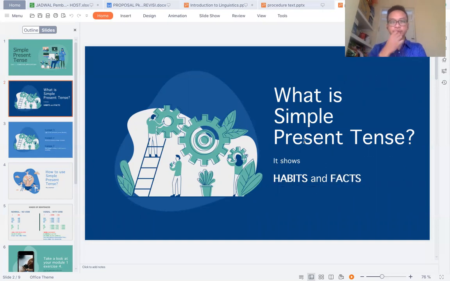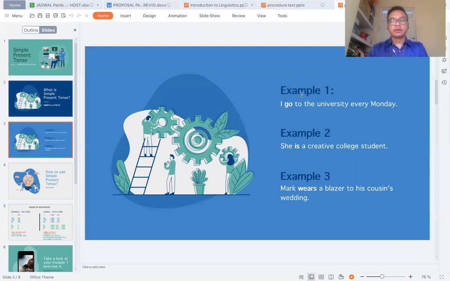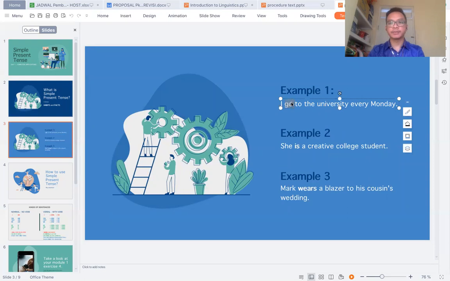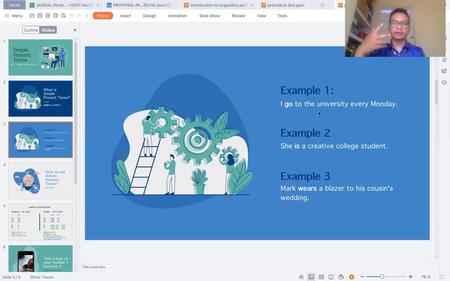So this is the most popular tense in English. The example would be like this. I go to the university every Monday. Jadi dia di sini I go to the university. Jadi dia di sini selalu pergi ke universitas setiap hari Senin begitu. So when it becomes a habit, ini kan sudah berulang kali dilakukan begitu. Jadi Anda harus menggunakan present tense.